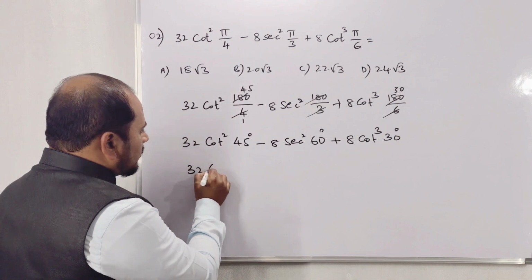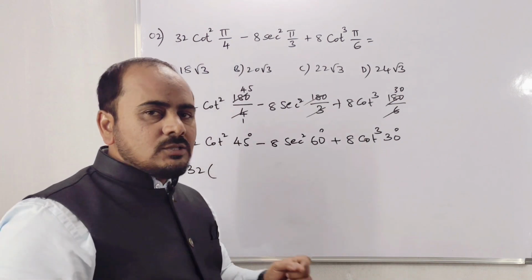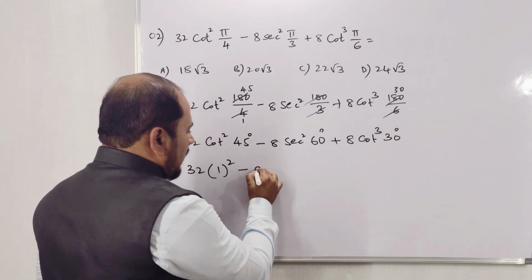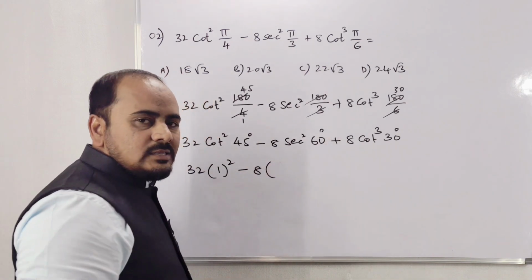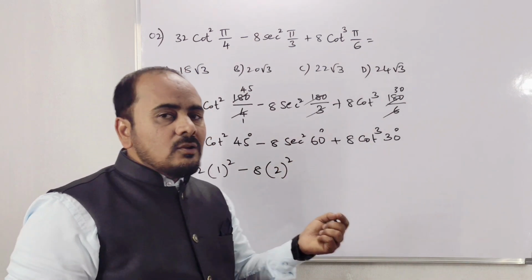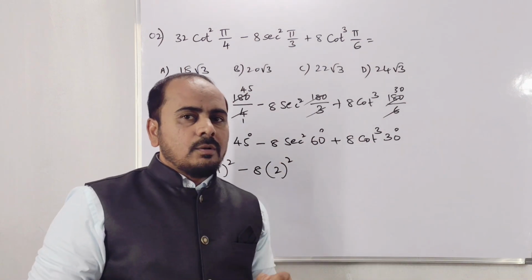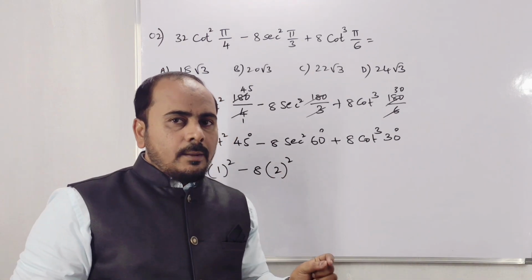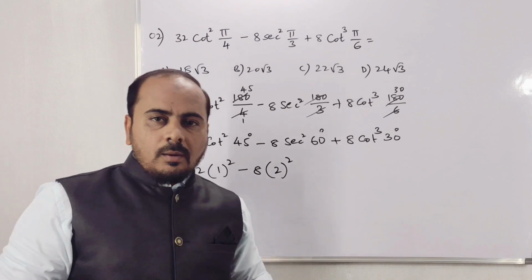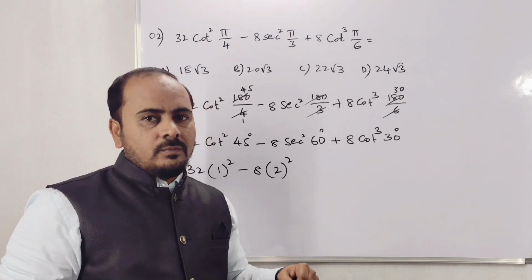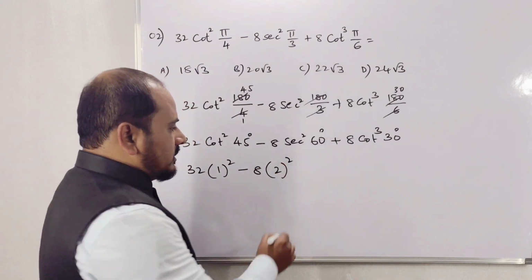Now 32 into cot 45, what is cot 45? 1 whole square, minus 8 into secant square 60, so we can write here 2 whole square. These values were taken from the trigonometric table, my dear. How to remember these values, what tips and tricks should be applied, that video also I have uploaded. If you don't know, you better learn this from that video. If you know very well, you can proceed.